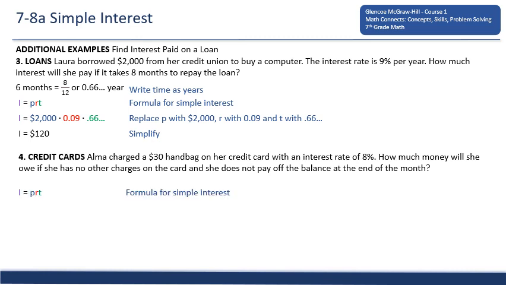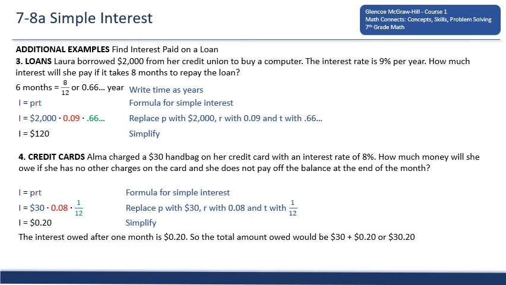The formula for simple interest is interest equals principal times rate times time. Replace principal with $30, the rate with 0.08, which is the decimal for 8%, and time with 1/12, which is 1 month out of the year. Our updated formula: interest equals $30 times 0.08 times 1/12. If we simplify, interest equals 20 cents.